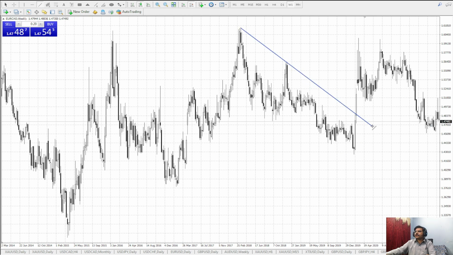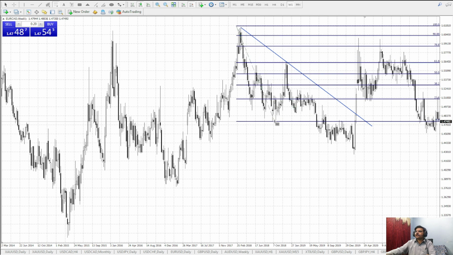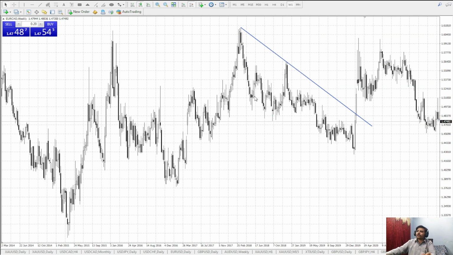Nice trend, see? First touch, second touch. This one was tradable, and let me show you why. Fibonacci 61.8% retracement. But for now, just forget about this Fibonacci. Just focus on this zone. What is this? Previous resistance, retest, double top, and the market dropped.